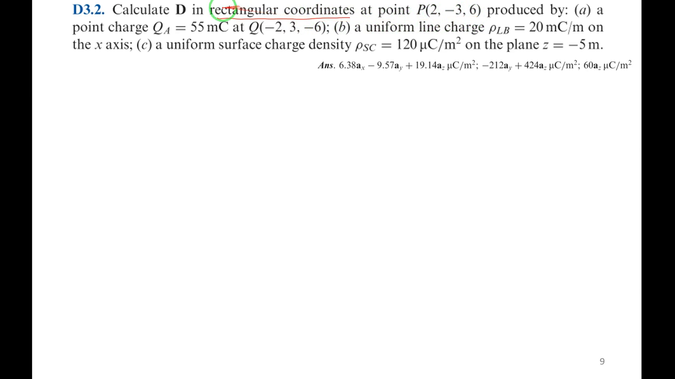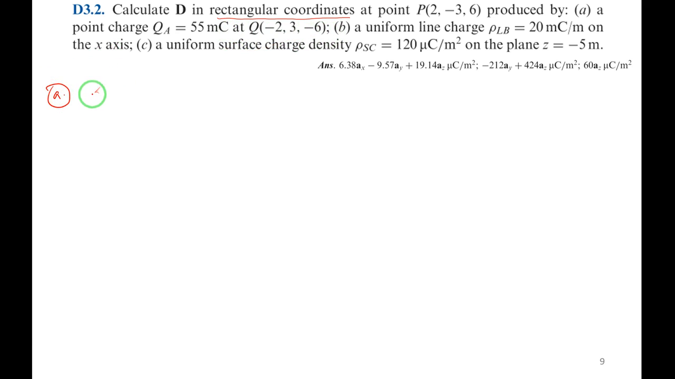It is better to specify whether I want my answer in rectangular, cylindrical or spherical coordinates, and he is very clear here. Calculate the vector D in rectangular coordinates at point P of 2, minus 3, 6 produced by part A. There are three parts here, part A, part B, part C, three different problems. I will take up only part A first. A point charge QA equal to 55 millicoulomb at this point. So D due to a point charge, part A.